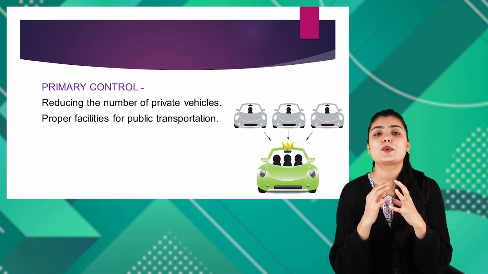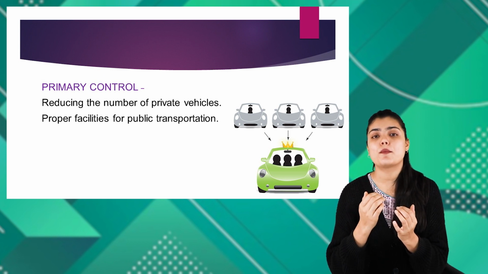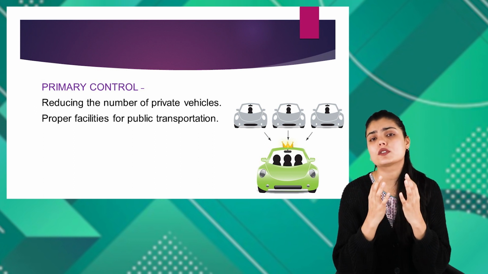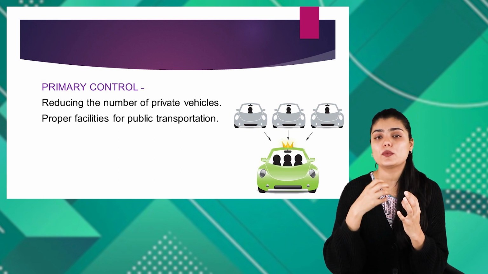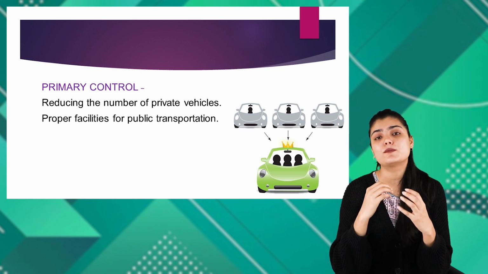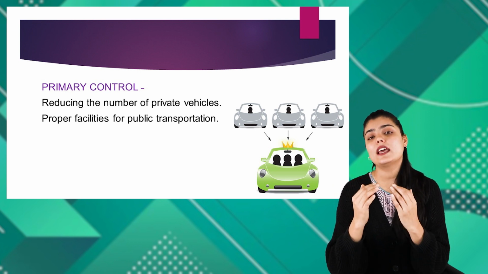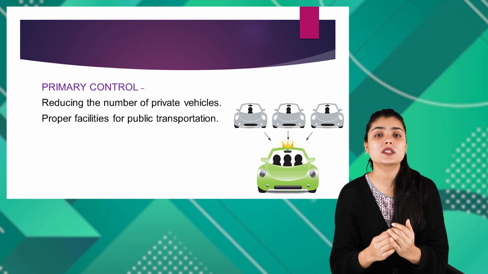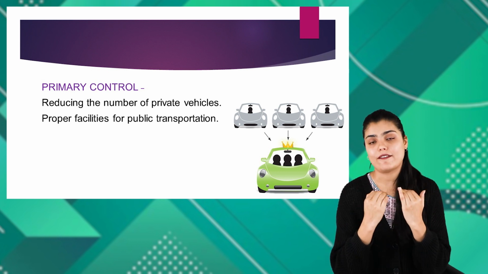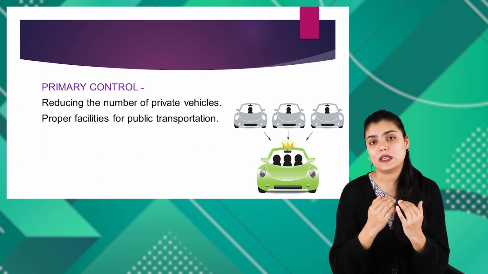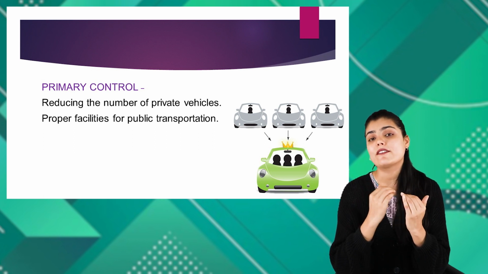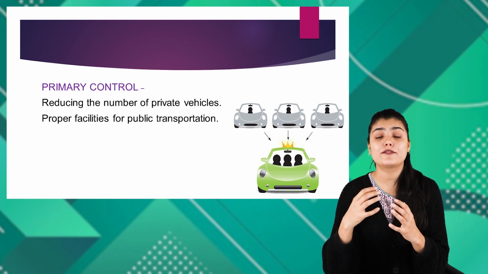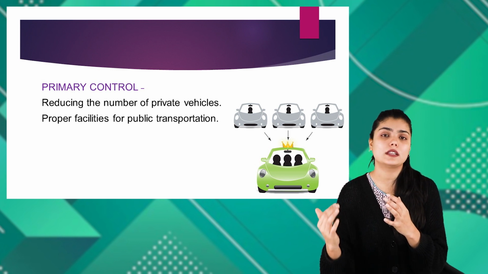The first thing under primary control is to reduce the number of private vehicles. As we know, air pollution is caused a lot by vehicles, right? We have seen how automobiles are responsible for causing air pollution. Therefore, the number of private vehicles used by people must be reduced in order to maintain a clean environment or to prevent air pollution. Reducing the number of private vehicles will obviously lead to another problem. People have to travel from one place to another for work and various other purposes.